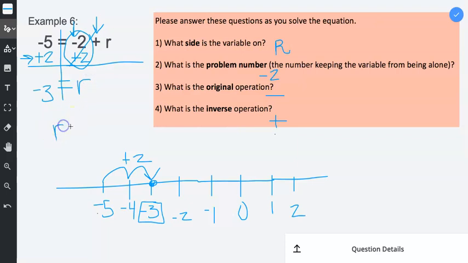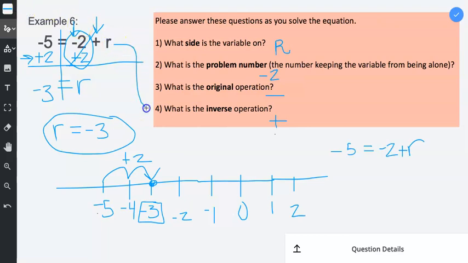And I want to put the variable on the left side at the end, and then I'm going to put the -3 on the right side. So the answer to this problem is r equals -3. This makes a little bit more sense. I also wanted to show the problem one more time over here.